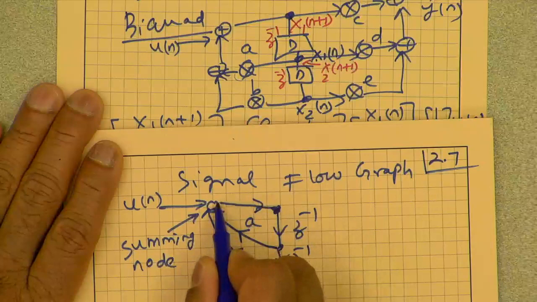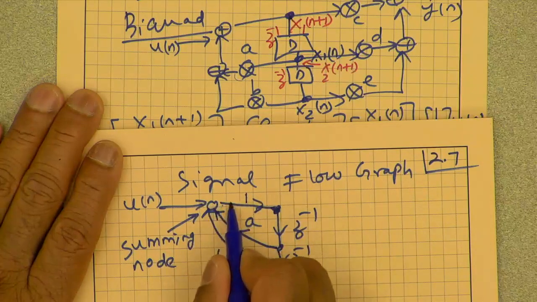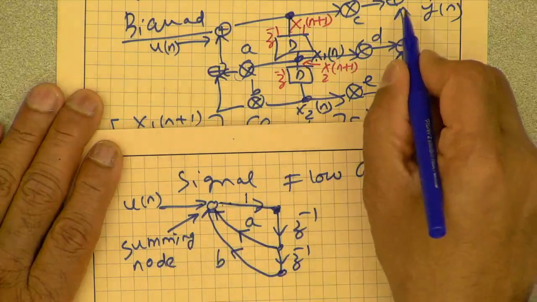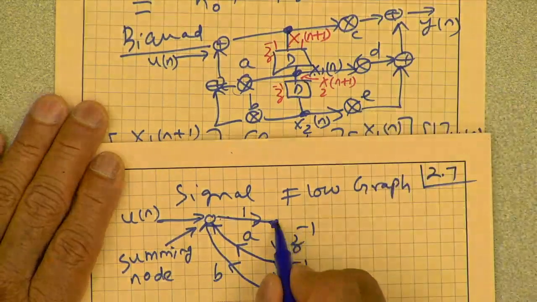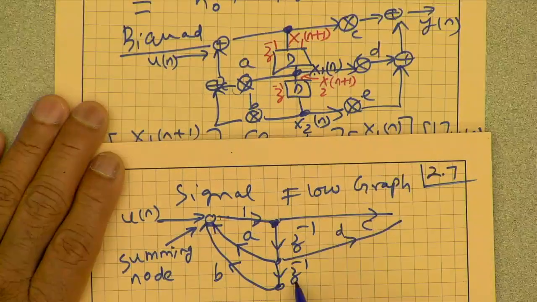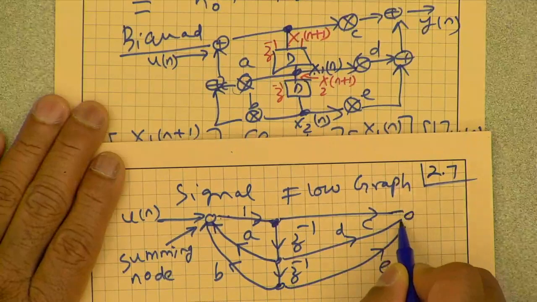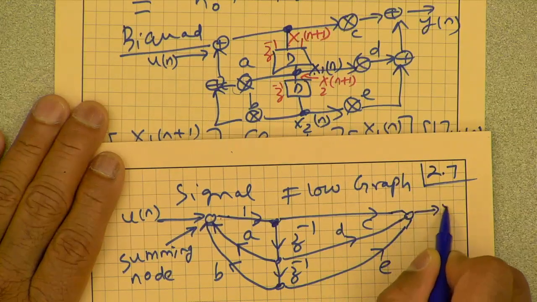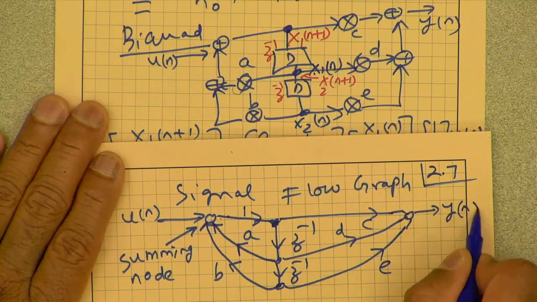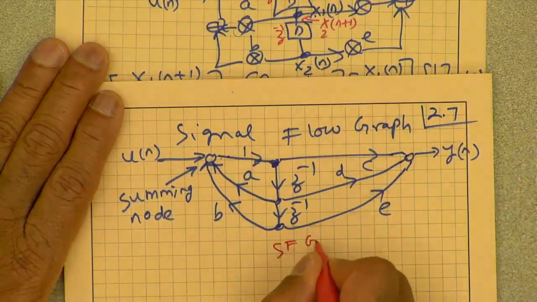So, if I do not put any number, that means it is 1, and that is simply the output of that summing node. And to compute the output y, I simply multiply this by c, multiply this by d, multiply this by e, and put them into one summing node, and that is the output y. Okay. So, this is the signal flow graph representation of the biquad.